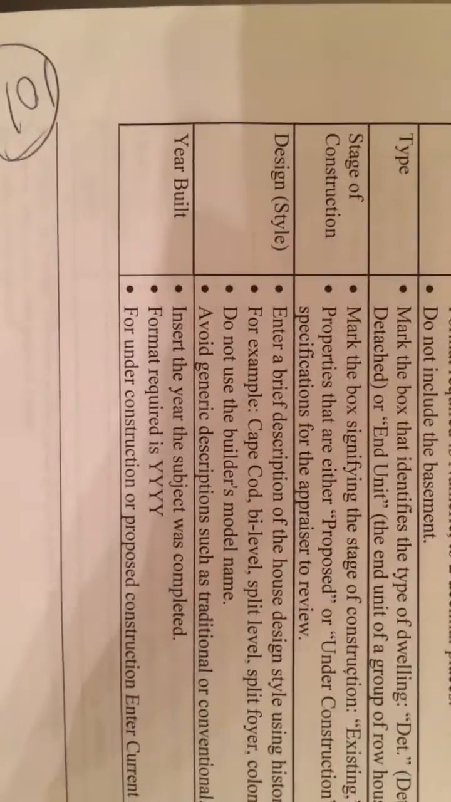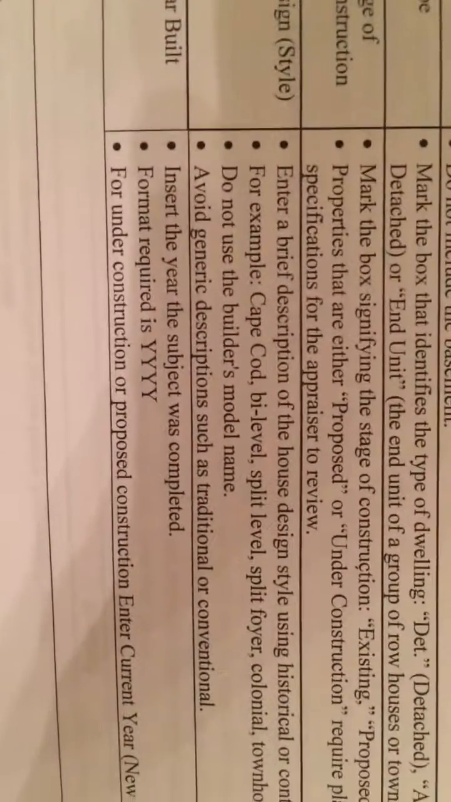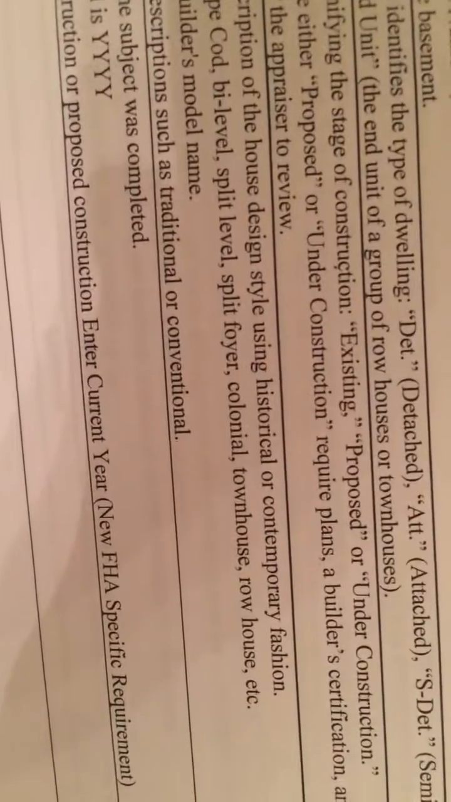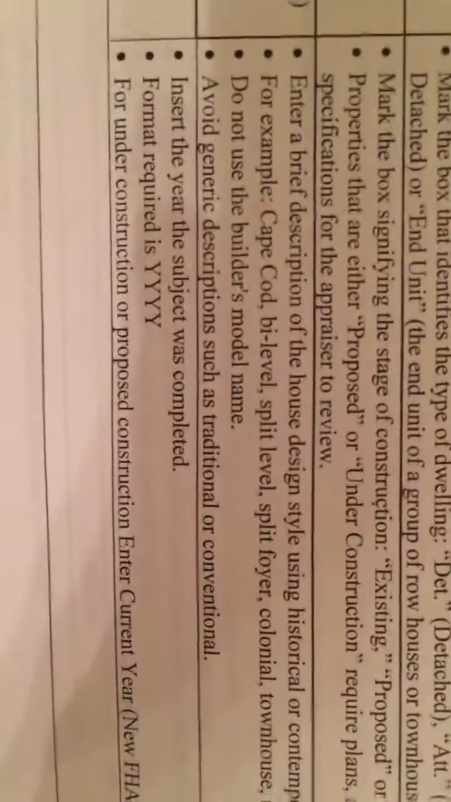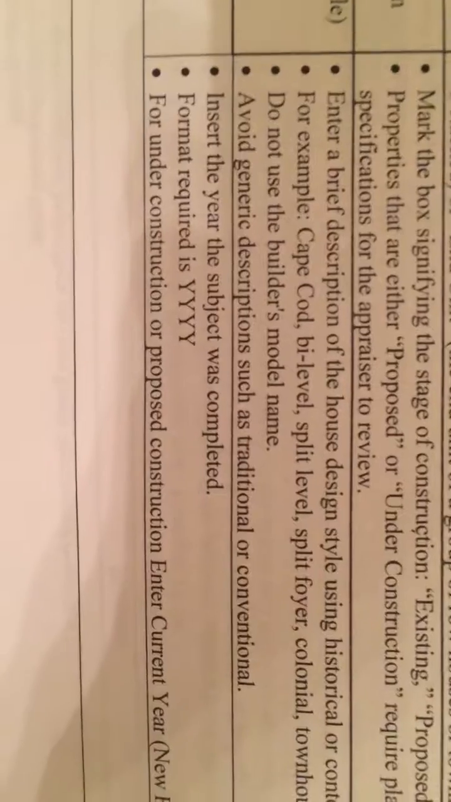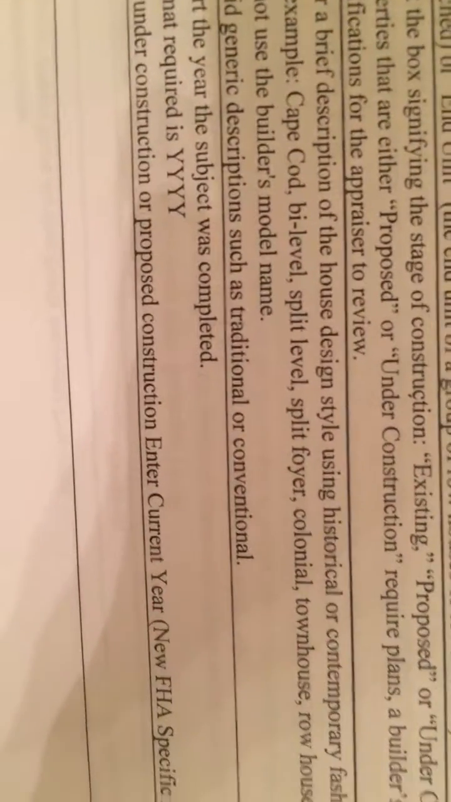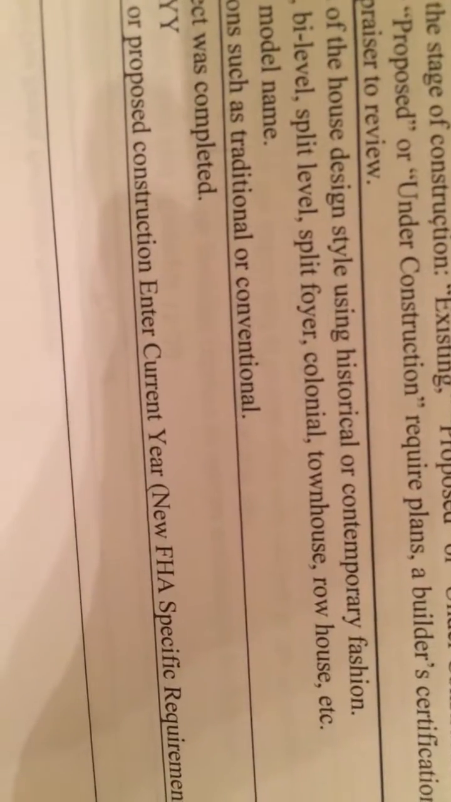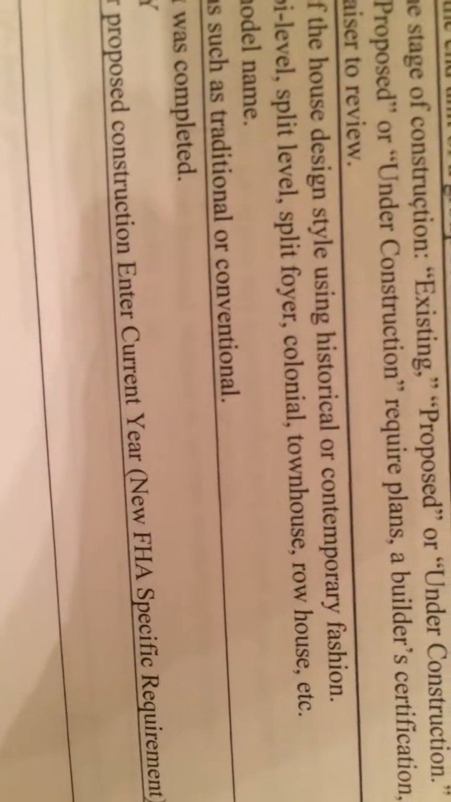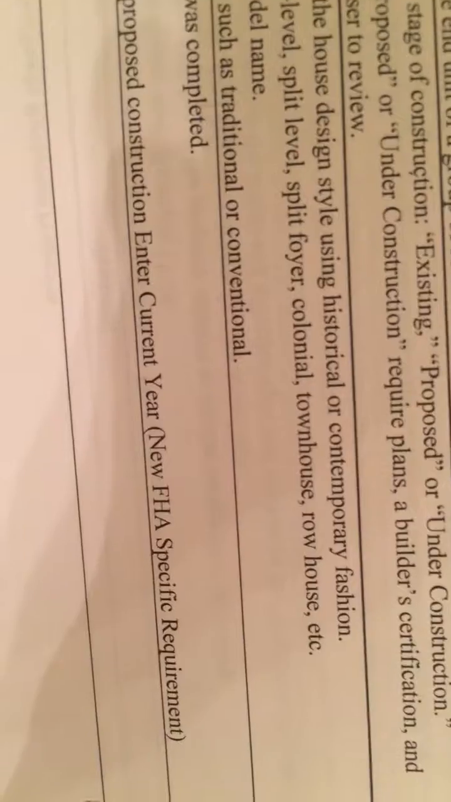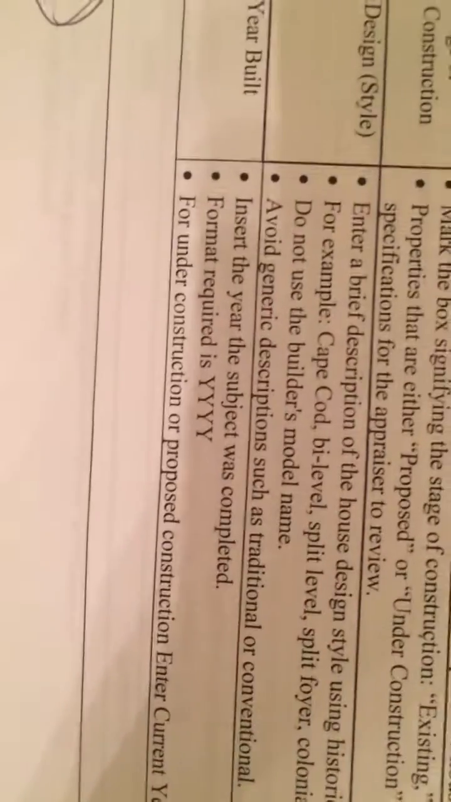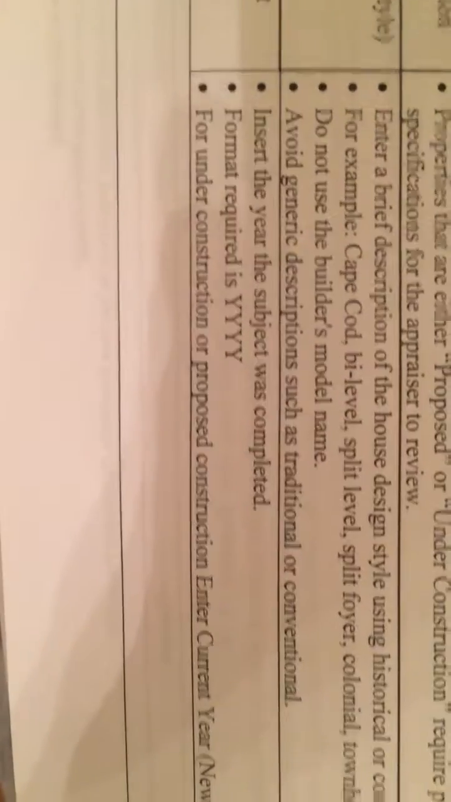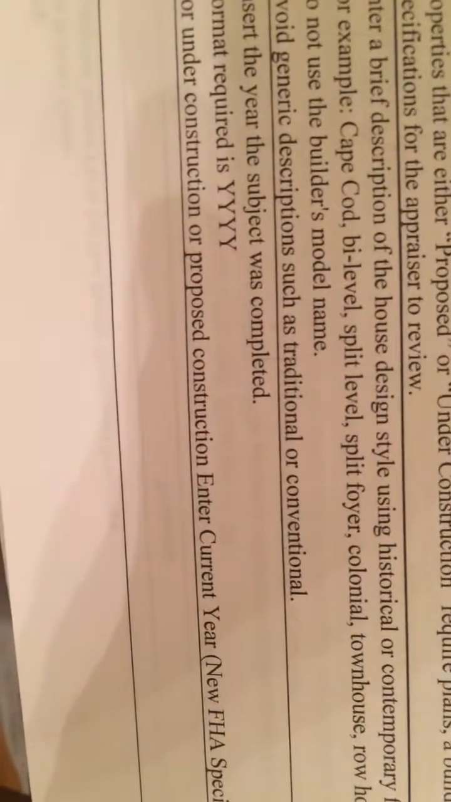Field: Design style. Protocol: Enter a brief description of the house design style using historical or contemporary fashion. For example, Cape Cod, bi-level, split foyer, colonial, townhouse, row house, etc. Do not use the builder's model name. Avoid generic descriptions such as traditional or conventional.